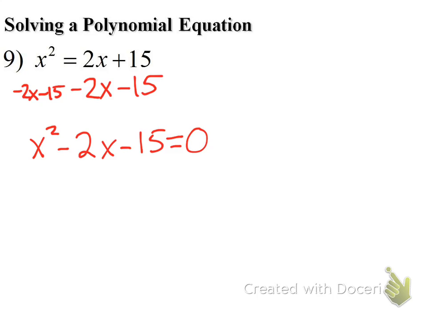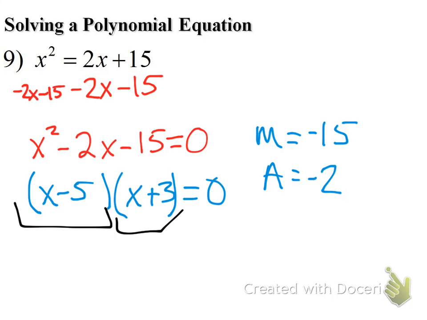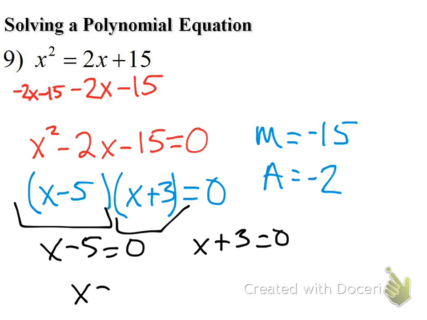It's a trinomial. How do I factor trinomials? Multiply, add. Good. So it multiplies to negative 15, adds to negative 2. So what is it? Negative 5 and positive 3. Now I can use the zero product property, set them each equal to 0. X minus 5 equals 0. X plus 3 equals 0. So I'm getting x equals 5 and x equals negative 3.